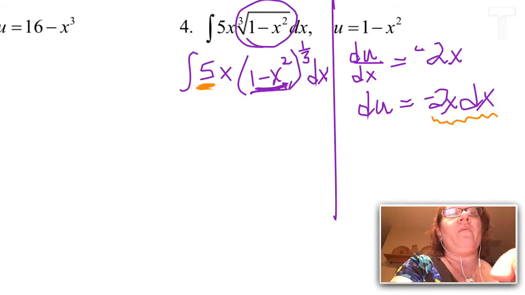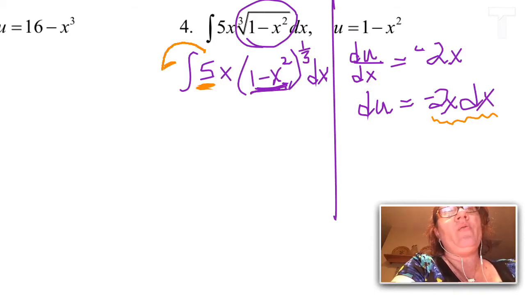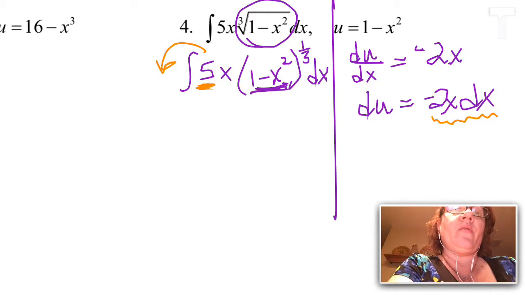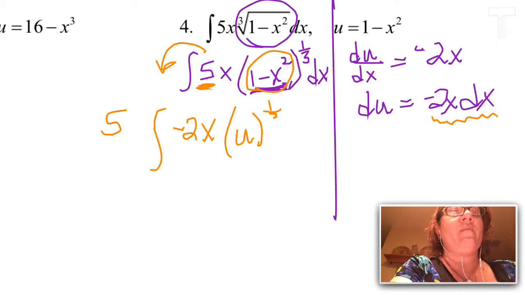So I say, well, no problem. I'll do what I did last time. I'll put the negative 2 in. But that means the 5 has to get out of the way, so I'll put it out front. And then I'll put a negative 2 in there with that x. And keep in mind that this is all turning into u to the 1/3.